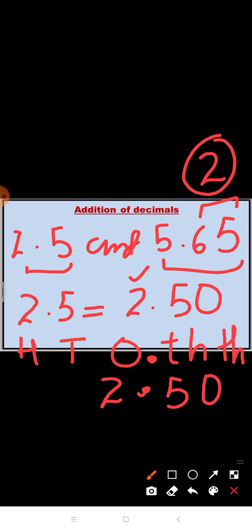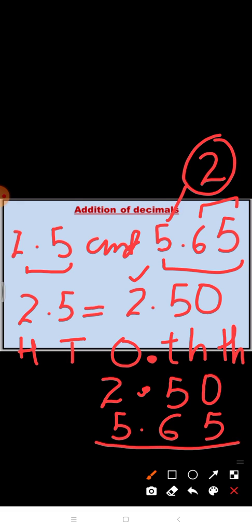Then we have 5.65. 5 is at ones place, so I'll write 5 here. Then we have a decimal point. 6 is at tenths place, so I'll write 6 here. And then 5 is at hundredths place, so I'll write 5 here. Now students, we have to add the digits as we add the digits in case of whole numbers. Now students, 0 plus 5 is 5.